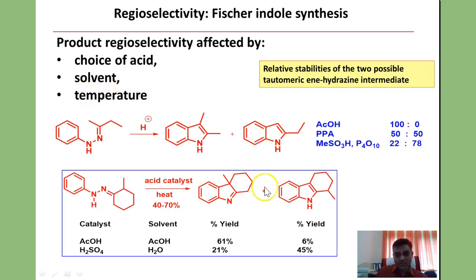Here two representative examples are shown, where we see that this depends upon the catalyst used. It also depends upon the catalyst as well as the solvent. Product distribution depends upon these parameters. If you take acetic acid, only one product is formed, and if you take PPA, then a 50-50% mixture is formed, and the combination of methanesulfonic acid and P4O10 gives the second product as the major one.